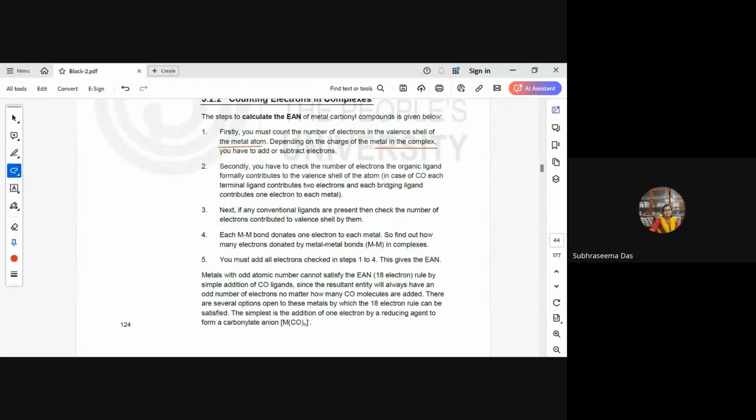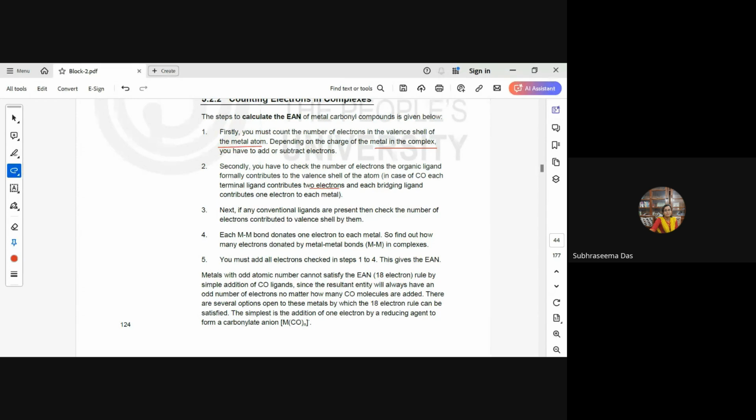So since we are talking about CO, each CO ligand contributes two electrons. Similarly, the contributions of other ligands have also been listed. Depending on the number of ligands attached to the central metal atom, finally the number of electrons is calculated.